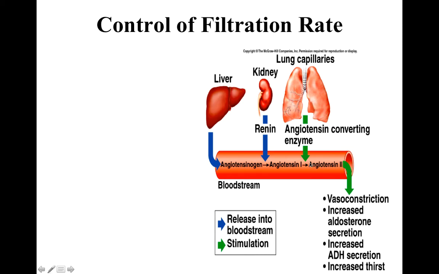So if we have vasoconstriction, we have increased peripheral resistance. Increased aldosterone and increased ADH secretion are going to keep more fluids in our blood. And then increased thirst will make us drink more.